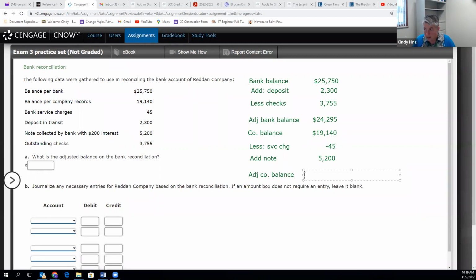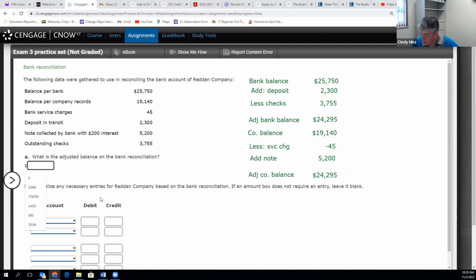And luckily, we got the same number down there. I didn't put a dollar sign. Apparently I missed there. So luckily those two numbers do balance. If they didn't, we'd have to keep going.